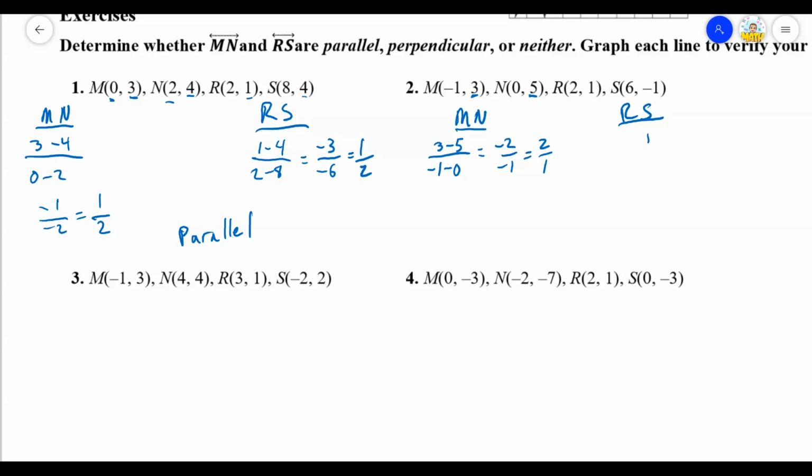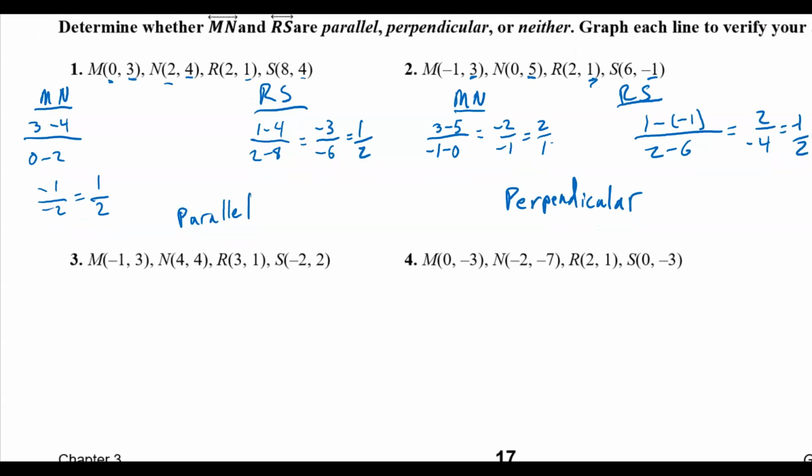So for RS, we're going to take 1 minus negative 1, right? Those are my two y coordinates, over 2 minus 6. So this is really 1 plus 1, which is 2. This is 2 minus 6, which is negative 4, or negative 1/2. So it looks like we have opposite reciprocals of each other, or negative reciprocals, so these would be perpendicular. I think sometimes people get confused if they see 2 and negative 1/2, so I leave it as 2 over 1, and then you can clearly see that those are negative reciprocals of each other.